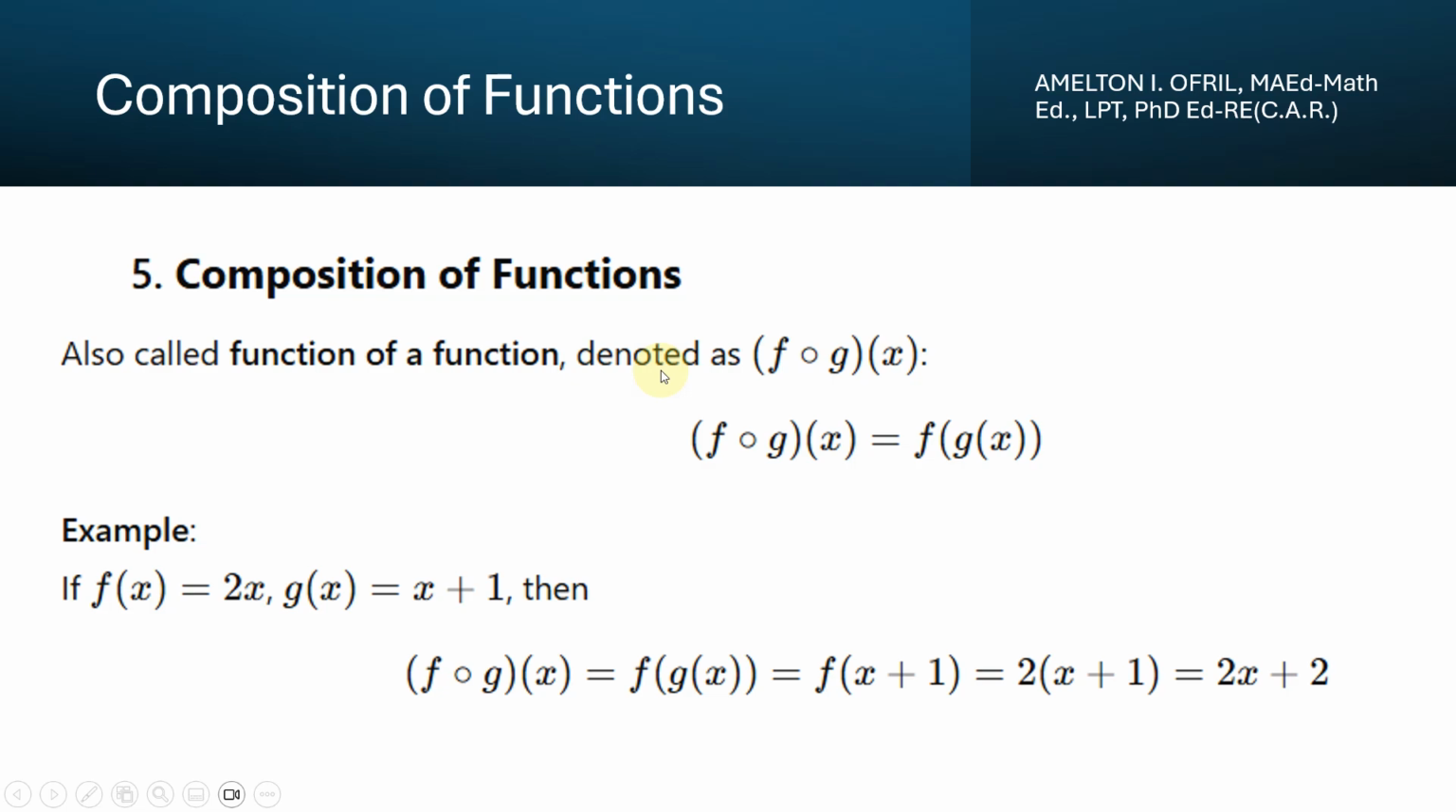It's also called the function of a function, denoted as f, and a little circle here, the composition symbol, and g. It is a function within a function. Example, f of x is 2x and g of x is x plus 1. The composition of these functions will become f of x plus 1, and the 2x plus 1 will be distributed. That's why the answer should be 2x plus 2.